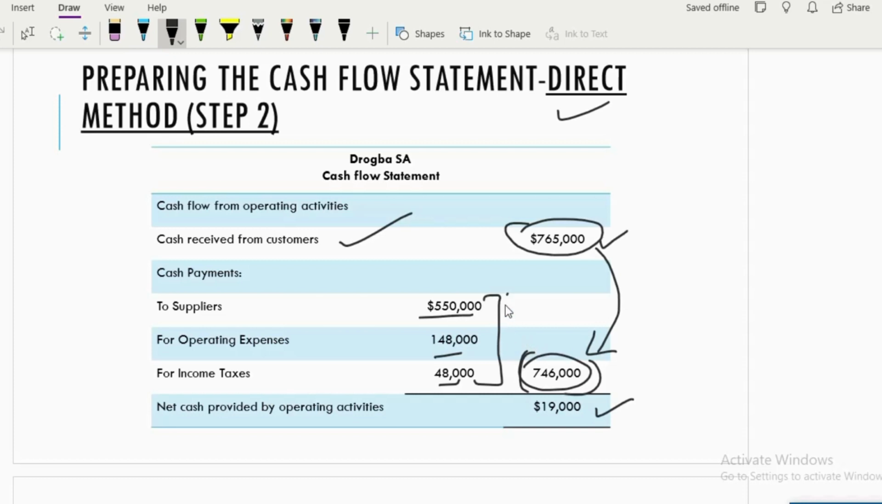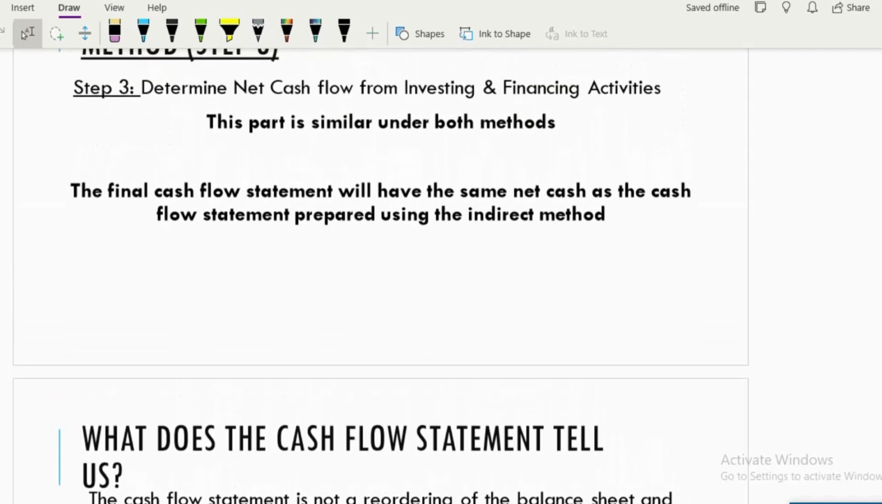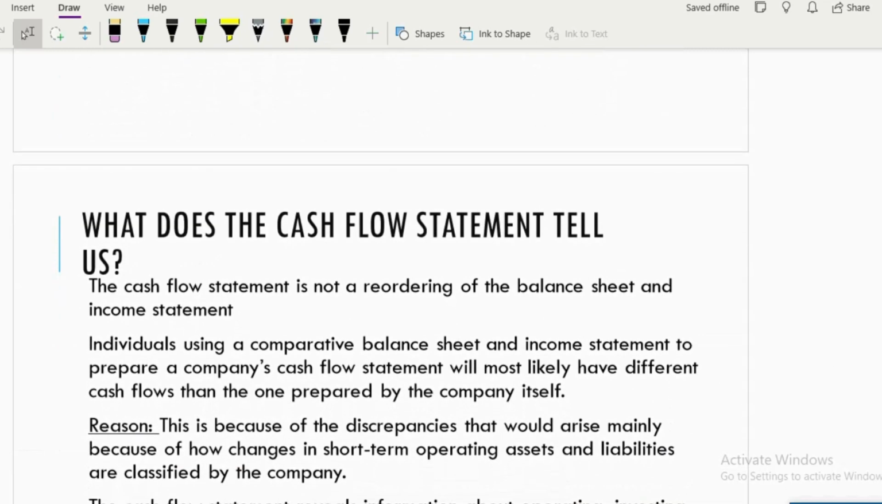So this is exactly the same answer which we get by calculating the cash flow statement using the indirect method, and this is what they said, your both answers are going to be the same. Now after this, whatever is your step number 3, that is the investing and financing activity, it is exactly the same in both methods. Whether you are using the direct method or the indirect method, the same investing and financing activity section will be there, so that's why we are not calculating it again.